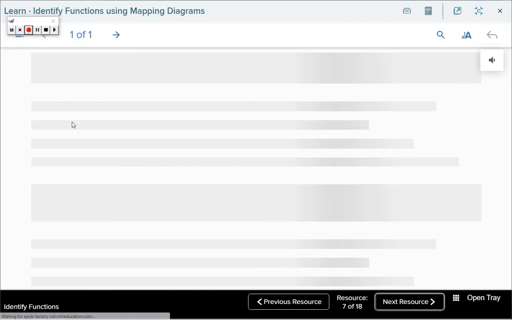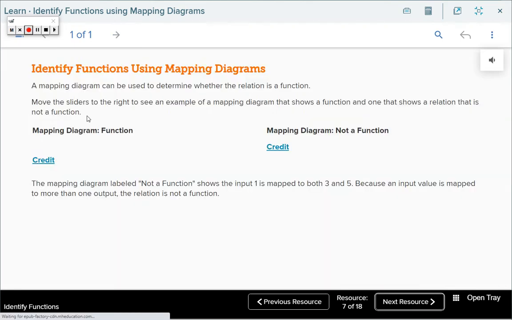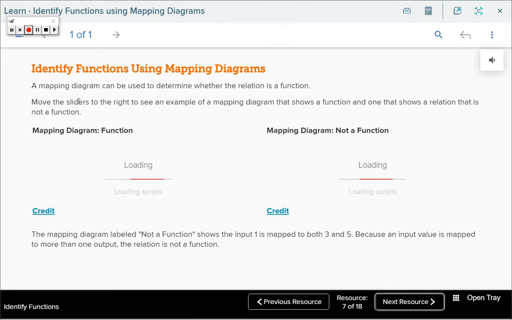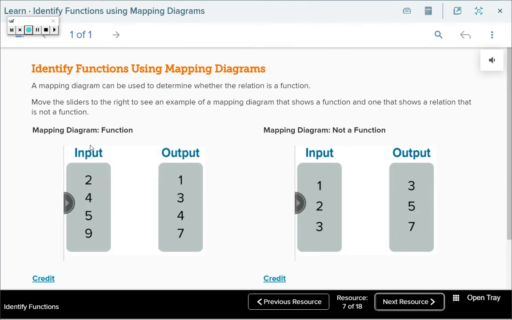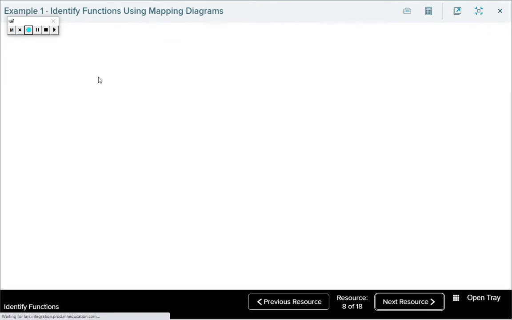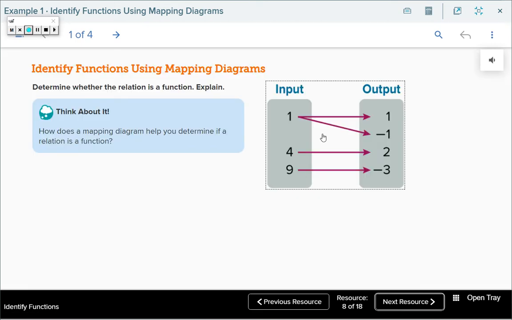So let's take a look. Okay, we're going to do mapping diagrams first. So we're going to identify if these are a function. Okay, first of all, let's look at this. Just look at that mapping and tell me if this is a function or not. How many of you guys say yes? How many of you guys say no? Okay, why is it not a function? Benson, why is it not a function?